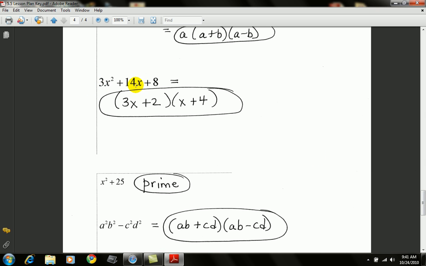3x squared plus 14x plus 8. You look for the greatest common factor, which is a 1. Because this is a trinomial, you try to reverse it with FOIL. 3x times x goes in the front to give me 3x squared. I'm going to try a 2 and a 4, both positive, to get the positive 8 in the back. And when I chin it and grin it, I know I've nailed it. The chin part is 2x. The grin part is 12x. 2x plus 12x gives me 14x.